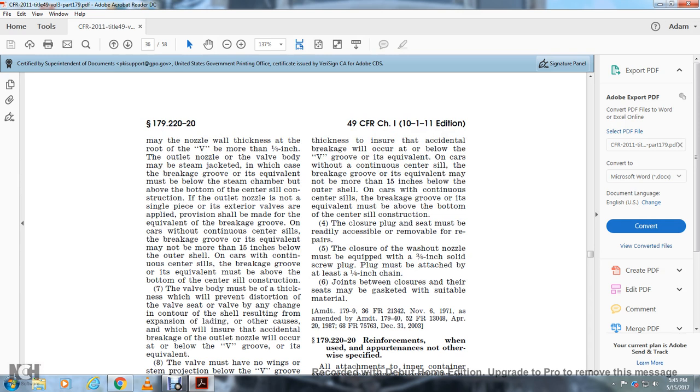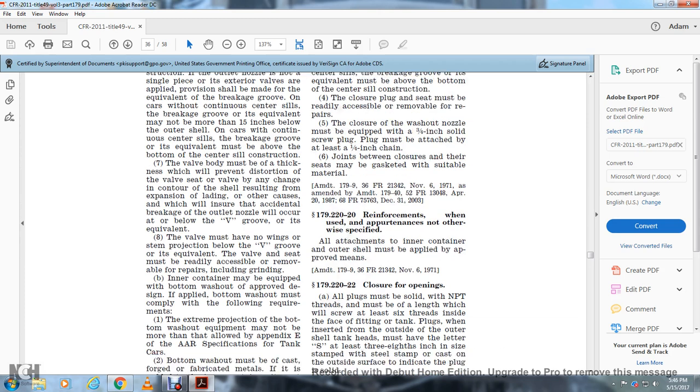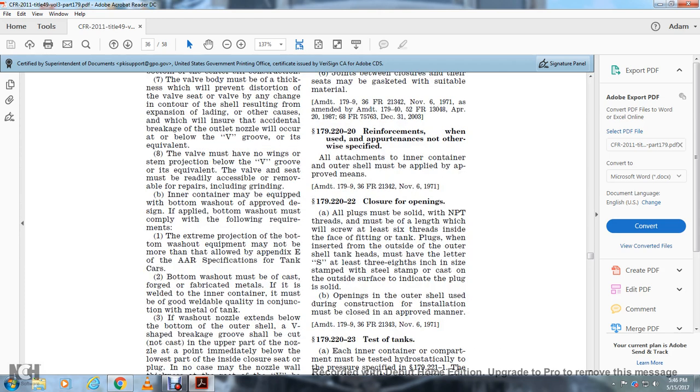The closure plug and the seat plug must be readily accessible and removable for repairs. Closure and washout nozzle must be equipped with a 3/4 inch solid screw plug. Plugs must be attached by at least a 1/4 inch chain. Joints made between closures and their seats must be gasketed with suitable material. 179.220-22, reinforcement used with appurtenances unless otherwise specified. All attachments to the inner container and outer shell must be applied by approved means. 179.220-22, closure openings.